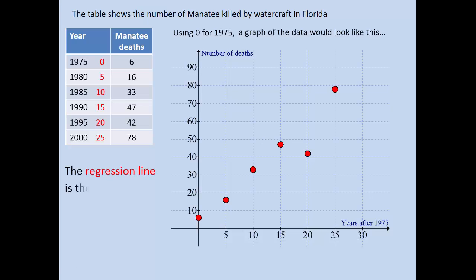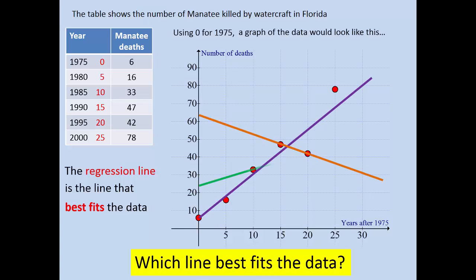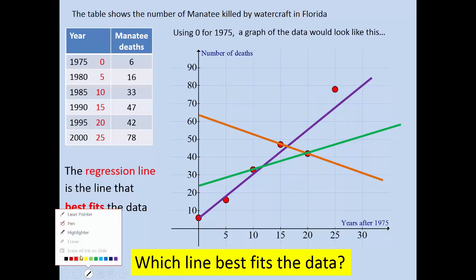Now, the term regression line means the straight line that best fits the data. Now, I'm not going to give you a formal definition of best fits the data. You can take a statistics class and learn what that is. But the general idea goes something like this. I'm going to show you 3 lines, and I'm going to see which one best fits the data. Now, here's what that means.